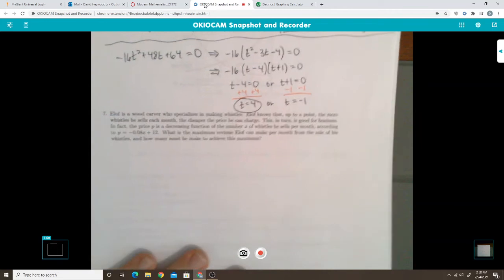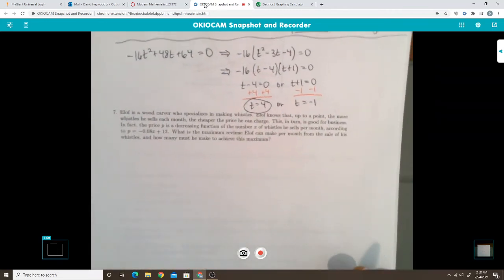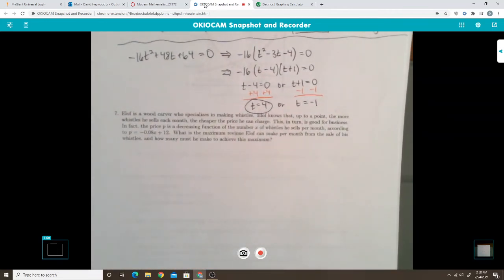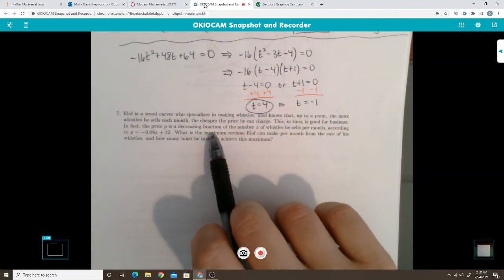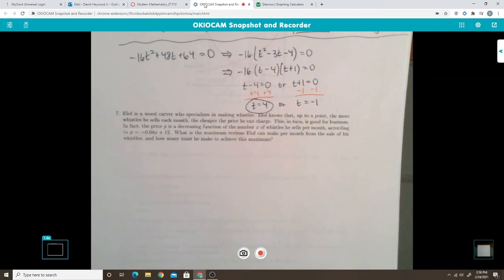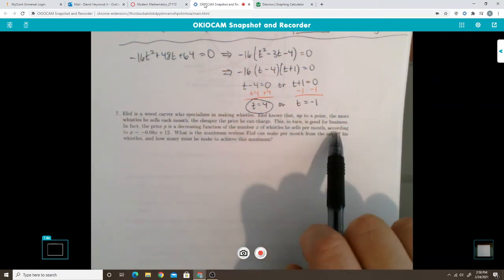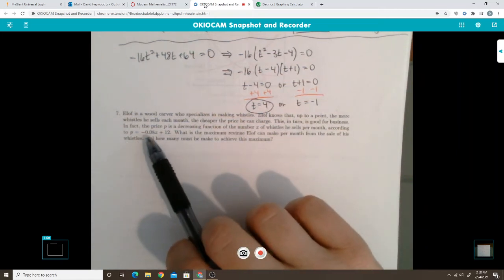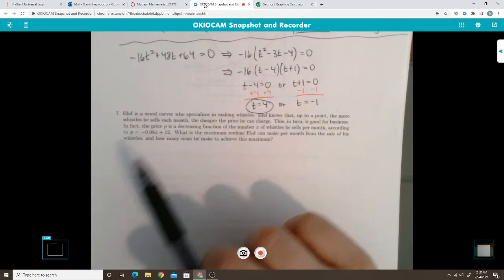Here's another one. It says, Elof is a wood carver who specializes in making whistles. Elof knows that up to a point, the more whistles he sells each month, the cheaper the price he can charge. This, in turn, is good for business. In fact, the price P is a decreasing function of the number X of whistles he sells per month, according to P equals negative 0.08x plus 12.